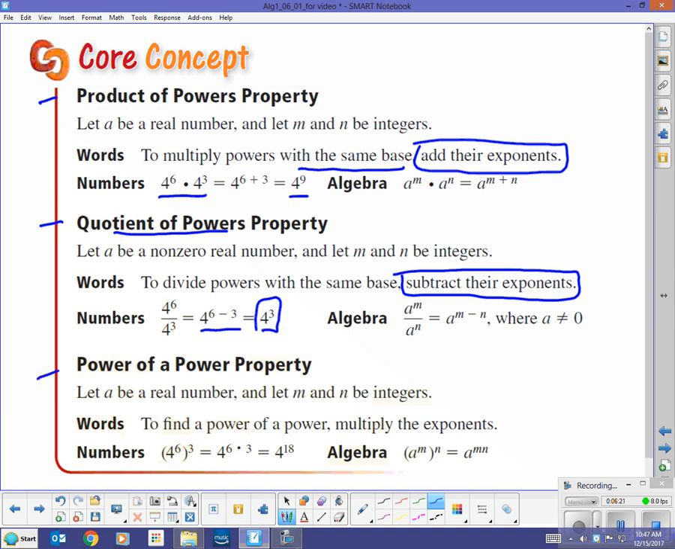Power of a power property. This is when we raise a power to another power. To find the power of a power, multiply the exponents. Okay. So that's when we have an expression like 4 to the 6th power, and we raise it to the third power. That's 4 to the power of 18. Okay. So get this stuff into your notes. These are some general rules, and we will try some examples here.